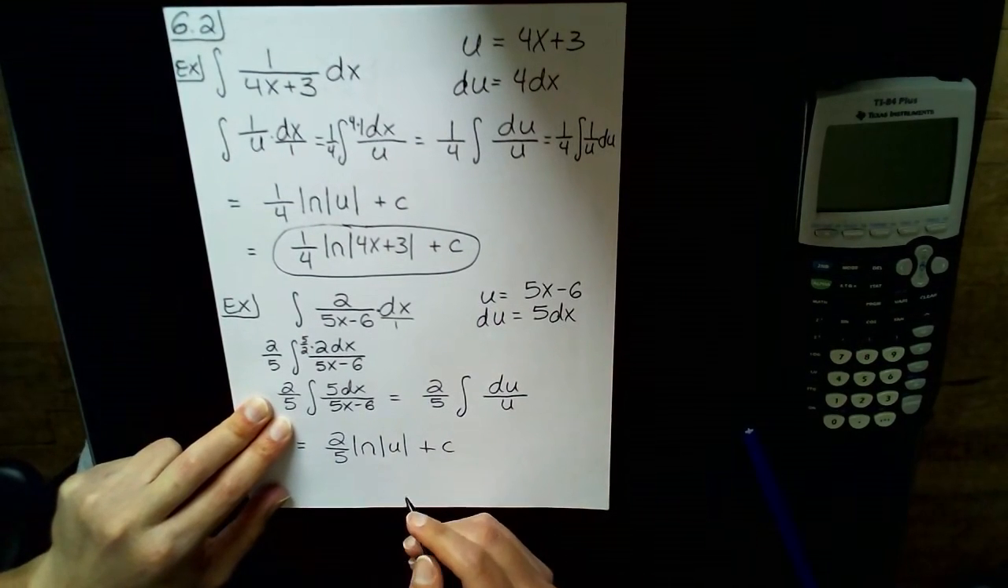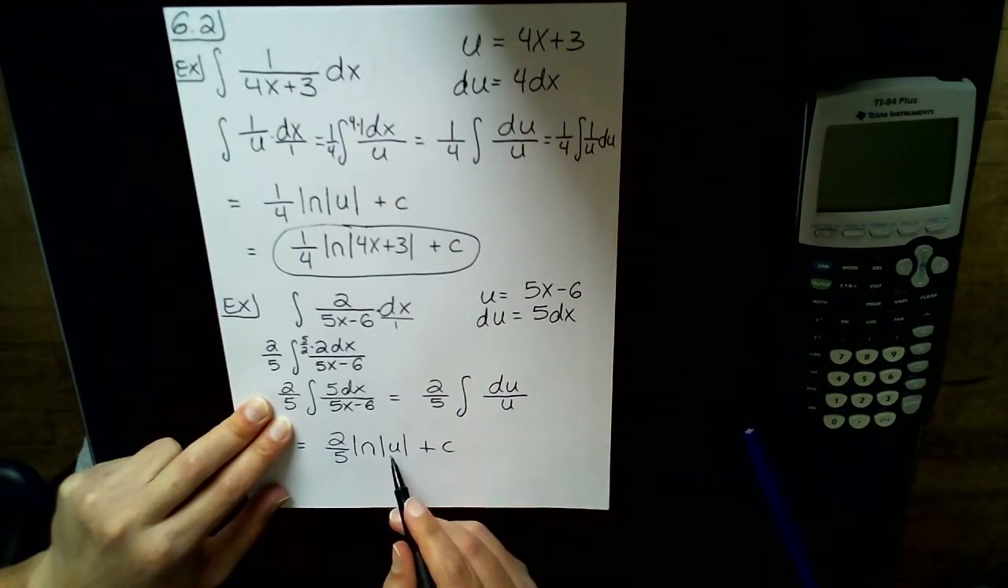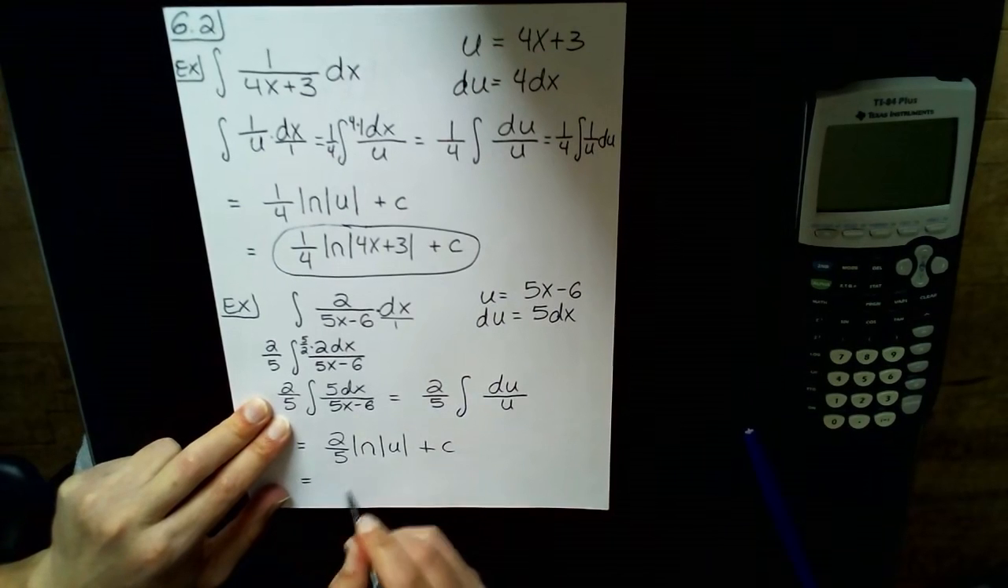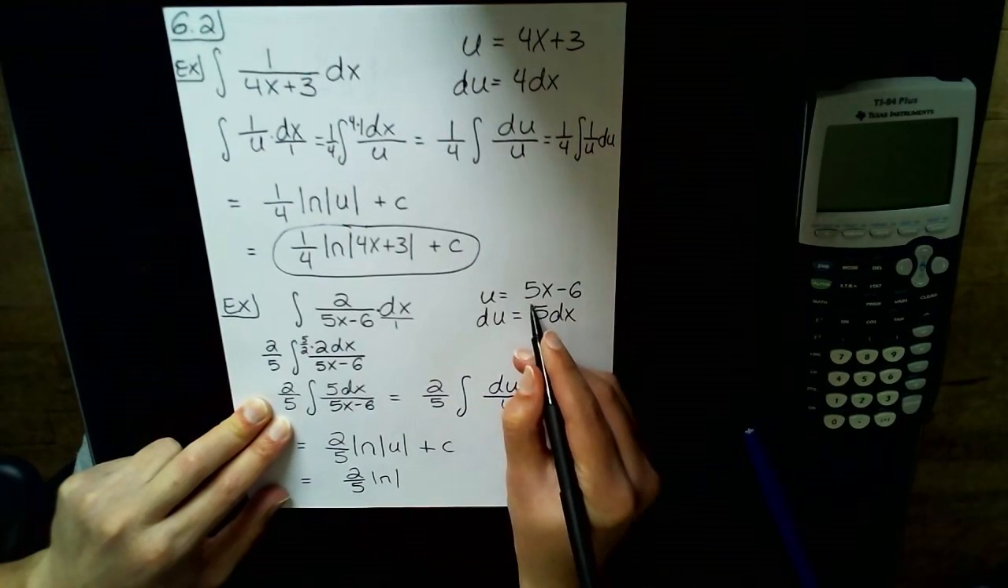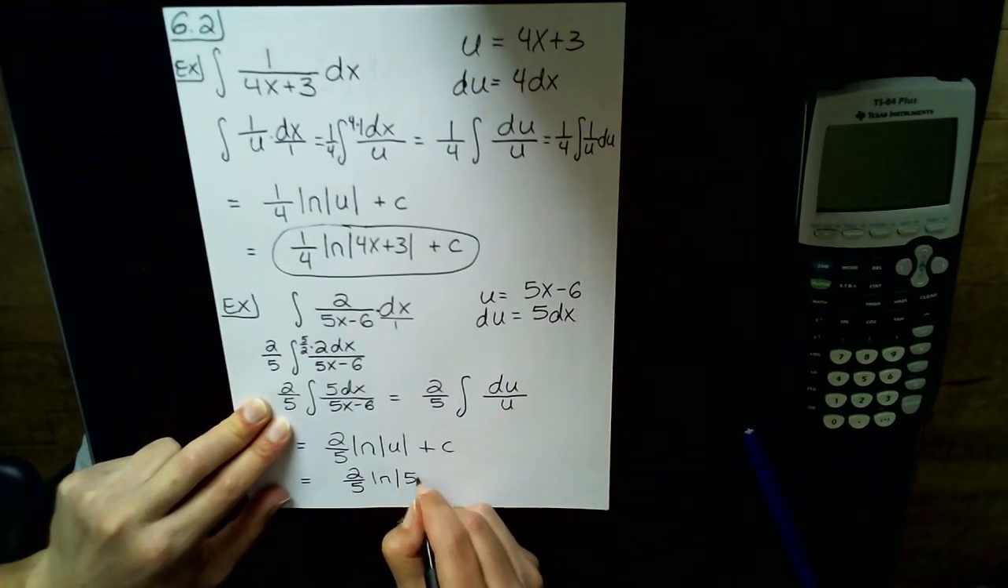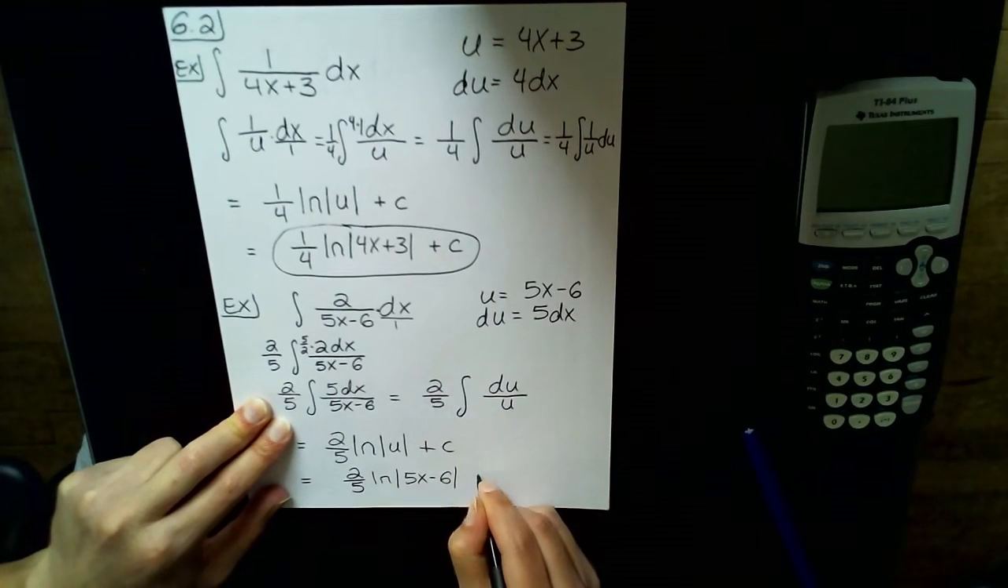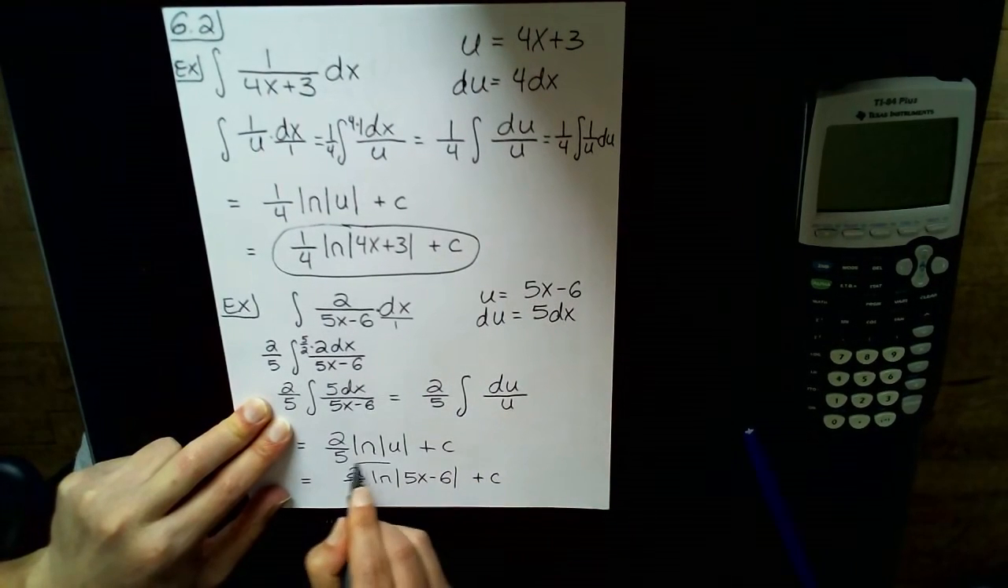And finally, always remember, we need to plug u back in. Because we didn't start with u, we started with x. So we get 2/5 times the natural log of the absolute value of 5x minus 6 plus c.